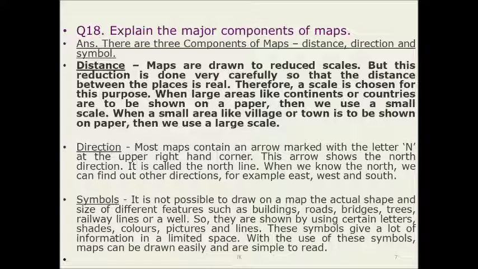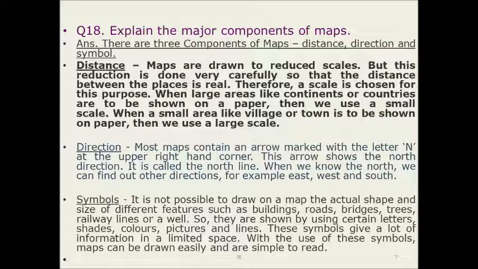When a small area like village or town is to be shown on a paper, then we use a large scale. Direction: most maps contain an arrow marked with the capital letter N at the upper right hand corner. This arrow shows the north direction. It is called the north line. When we know the north, we can find out other direction, for example, east, west, and south.